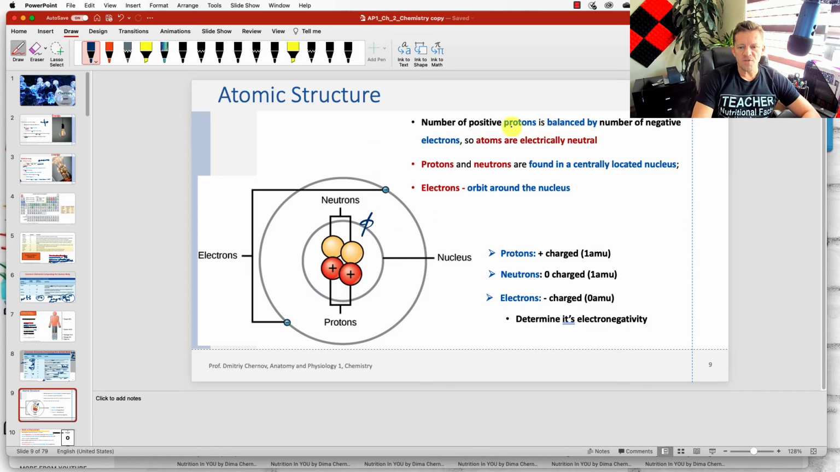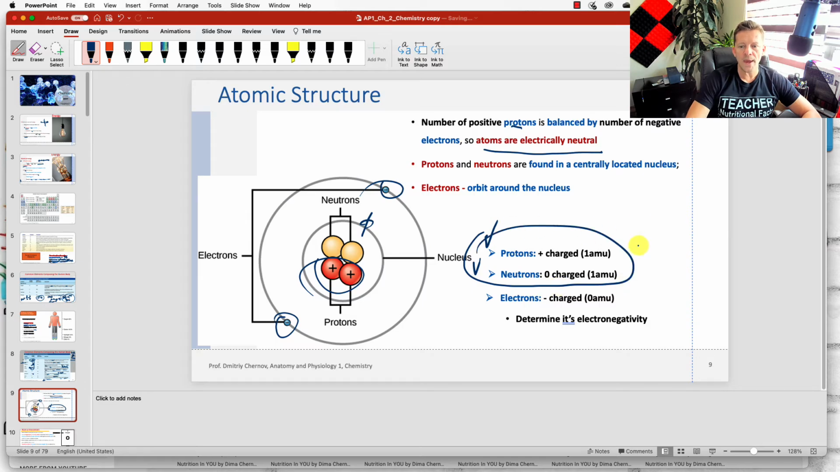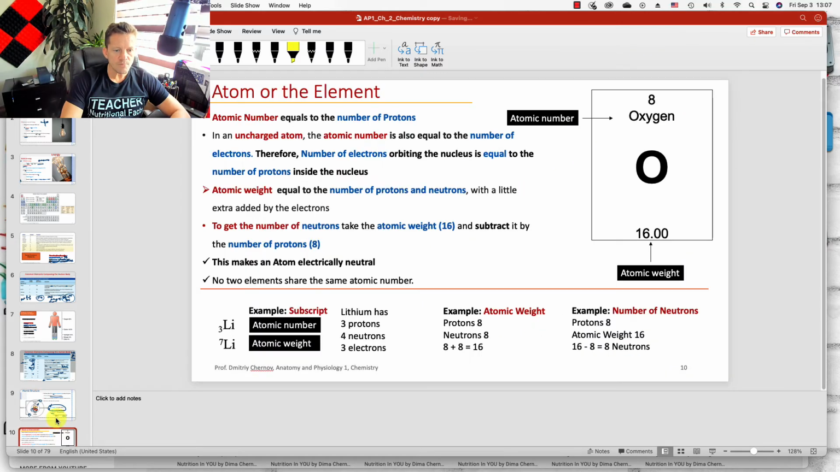So the number of positive protons, 2 of them, is balanced by the number of negative electrons, also 2 of them. So the atoms are electrically neutral. Protons and neutrons make up the actual weight or mass of an atom, of an element. And electrons, their weight is insignificant. However, they determine the atom's or element's electronegativity. So let's look at this. The top number represents the atomic number and the bottom number represents the atomic weight.